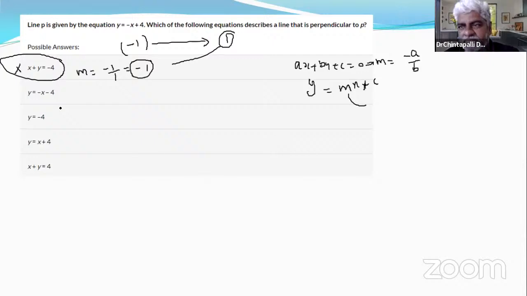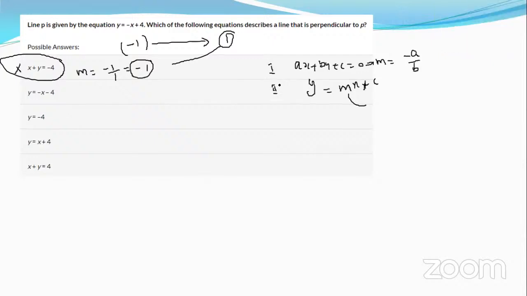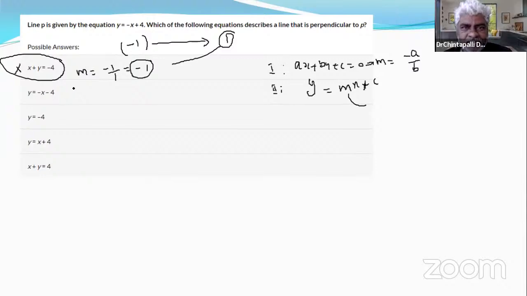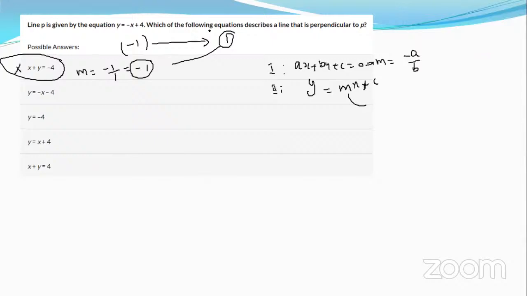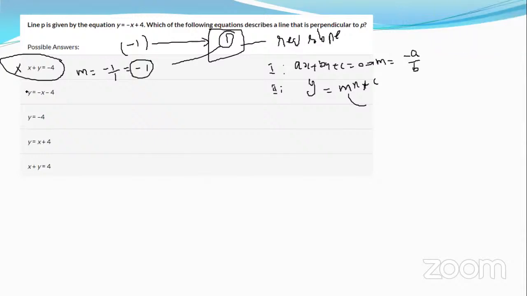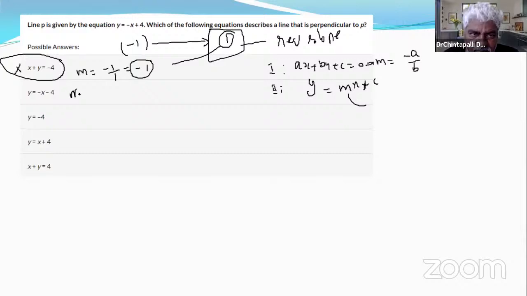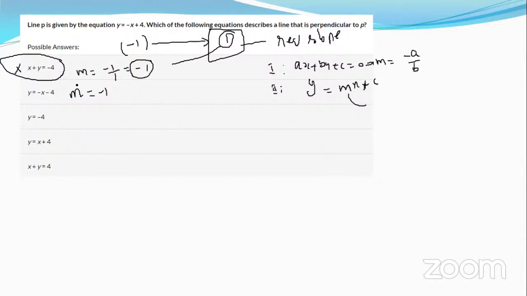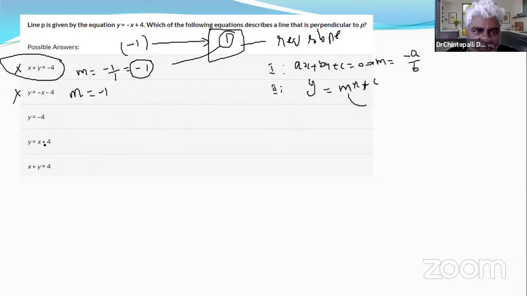Which format is this, sir? In the first format or second format? Second format. In the second format, what is its slope? Negative 1. The required slope must be positive 1, but this slope is negative 1. Can it be right or surely wrong? It's wrong.